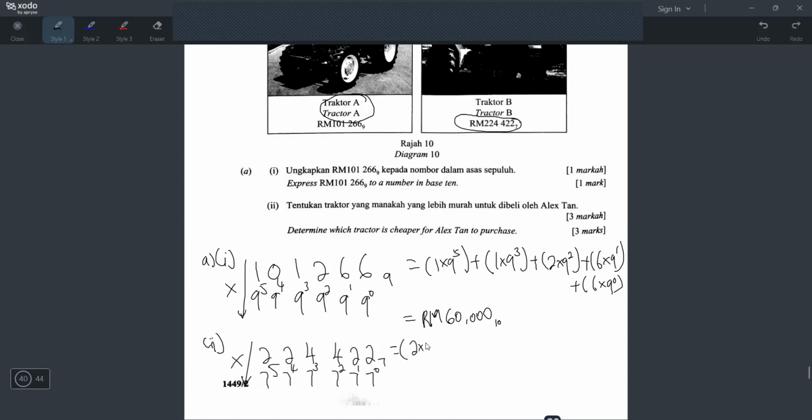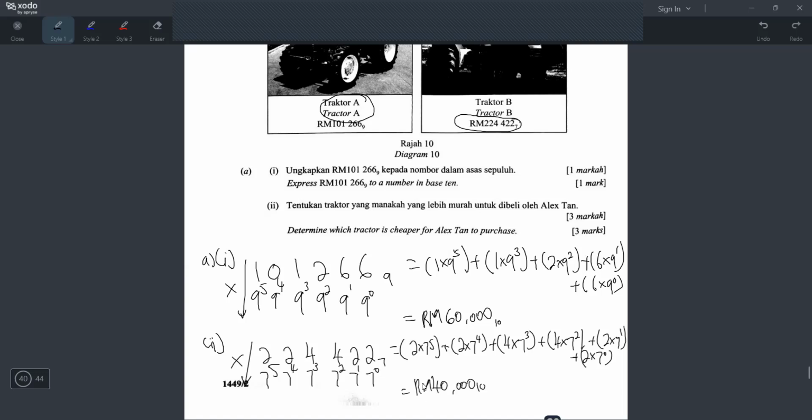So the first bracket will be 2 times 7 power 5 plus with next one 2 times 7 power 4 plus with 4 times 7 power 3 plus with 4 times 7 power 2 plus with 2 times 7 power 1, and then the last one is 2 times 7 power 0. Okay, so this is how you calculate the price. Okay, if you press all this, you will get 40,000. Okay, 40,000. Okay, so let's write down 40,000 and then RM base 10.